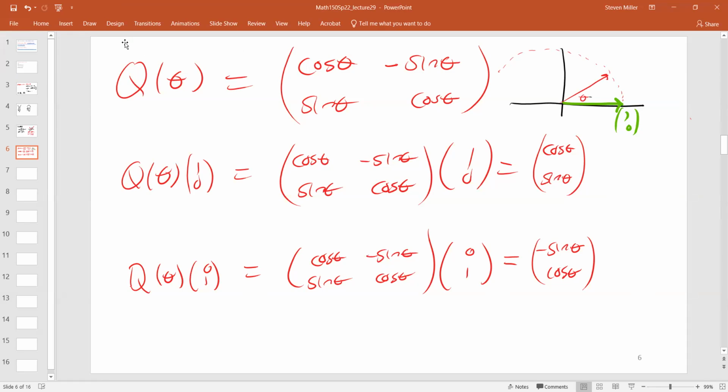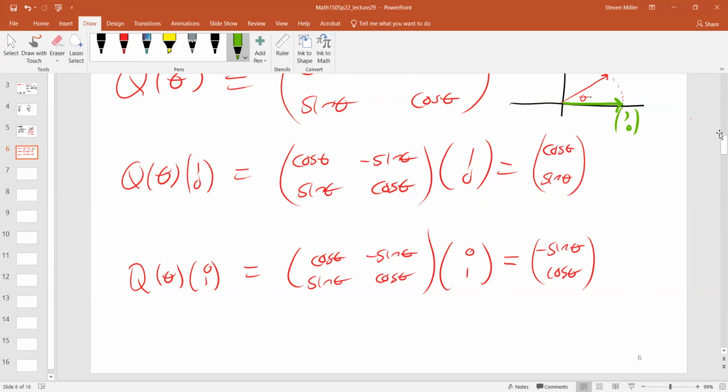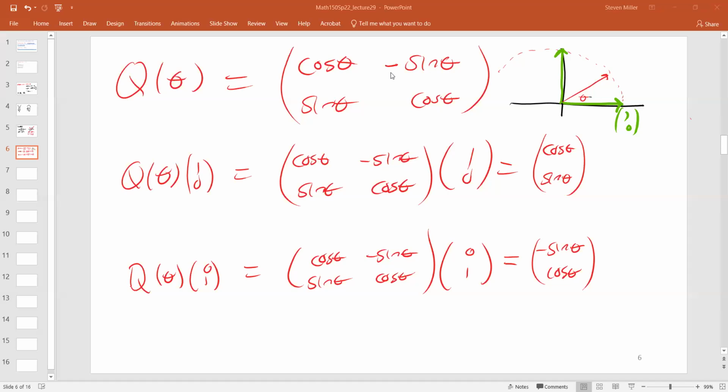Okay. Similarly, if I look at the vector 0, 1, if I go here, that's 0, 1. If you do your trig, it turns out that this is also rotated by theta radians. And so the effect of this matrix is to just rotate by theta radians.